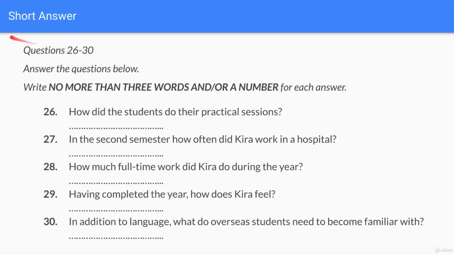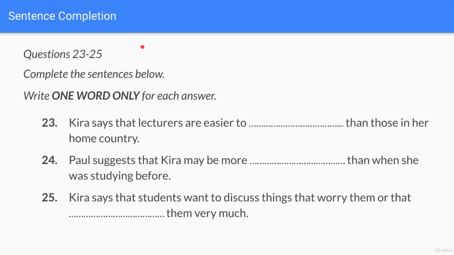Next up, we have the short answer question type. So here we just have short questions like so, and you just have to fill in the answer to each one of these questions. So those are short answers. Next, we have the sentence completion, where you have sentences that need to be completed. So certain parts of the sentence are going to be left blank, and you have to fill in the correct answers.